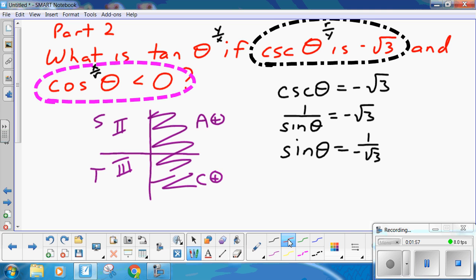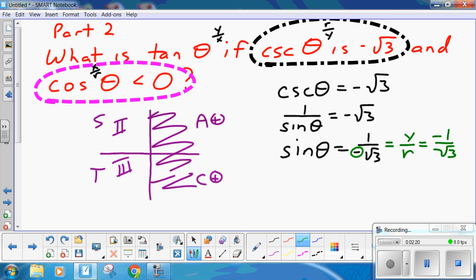Now, so far so good, but there's a smidge of a problem here. Sine of theta is y over r. And you notice the way I wrote my minus sign, minus root of 3. We cannot have our radius negative. So this must be minus 1 over root 3.